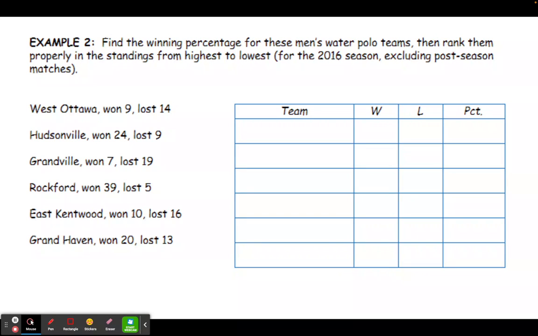Now, a lot of times team records are given as wins and losses. For example, in 2016, West Ottawa won 9 and they lost 14. But again, remember, we want to do wins divided by the total number of games played. So in this case, 9 plus 14 would give us a total of 23 games played. So what we have to do for each team is go through and calculate their total number of games played, and then to calculate their winning percentage, it's the wins divided by the total. So in West Ottawa's case, for instance, they would have 9 out of 23.